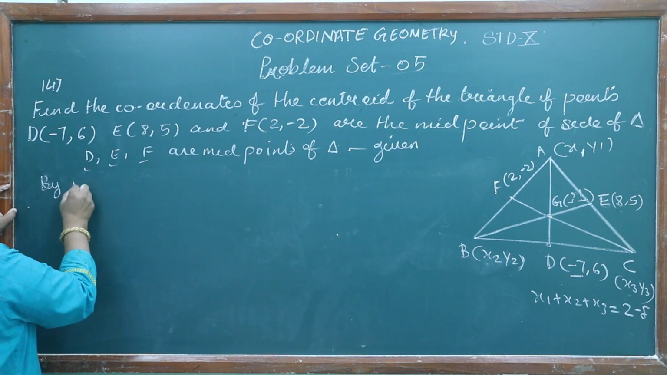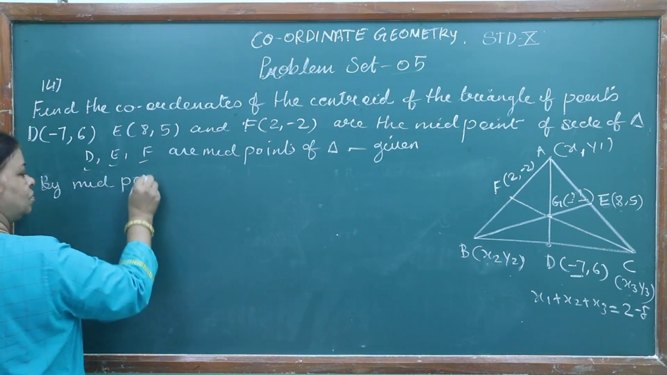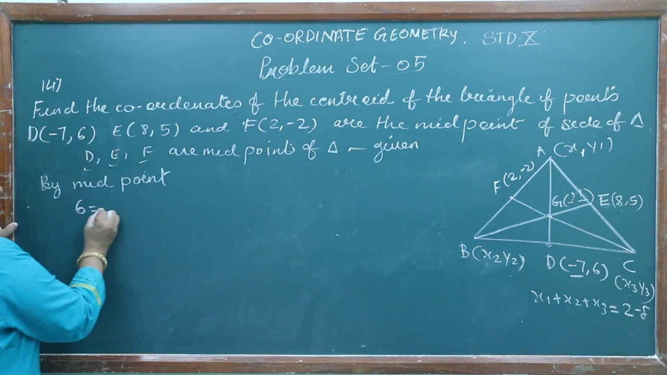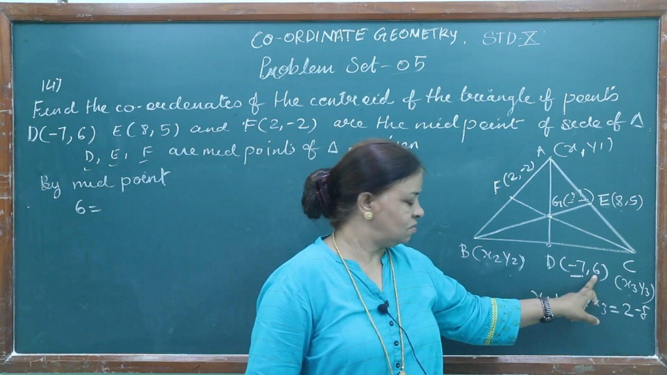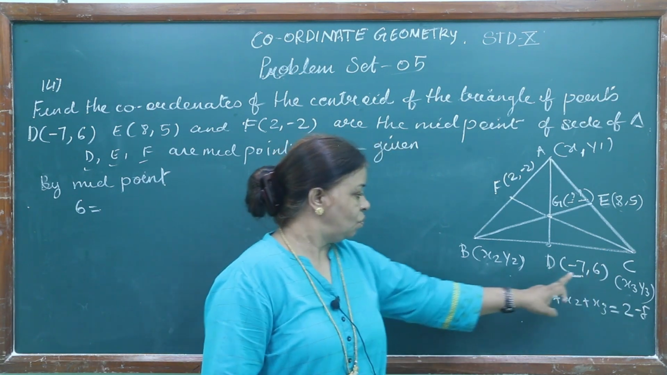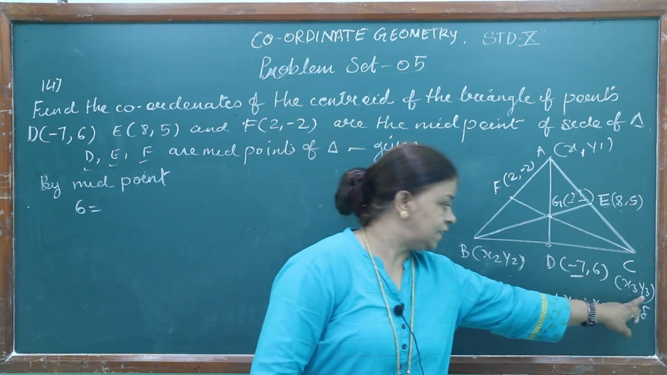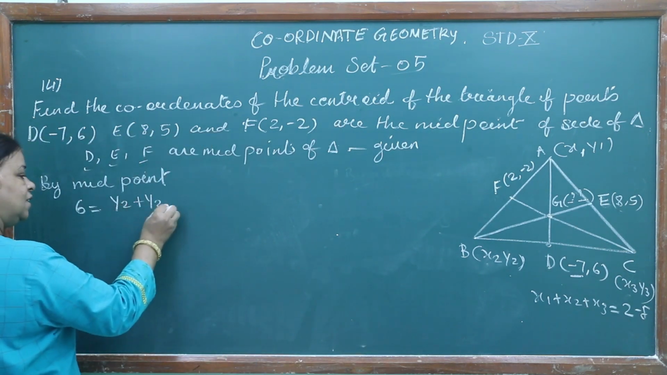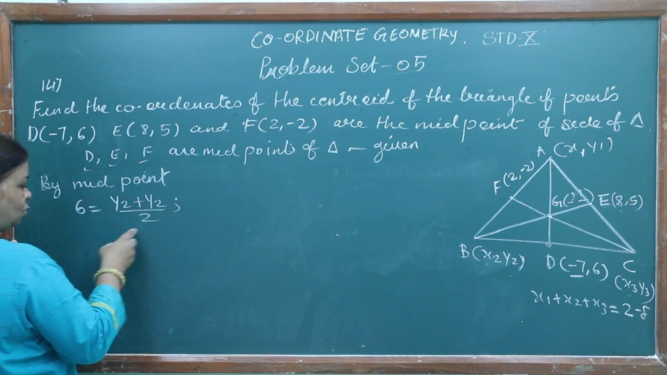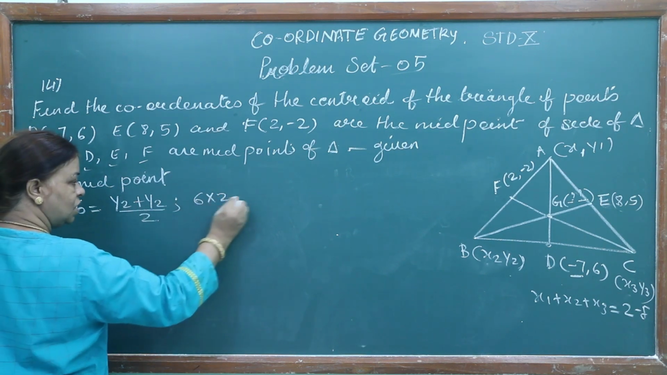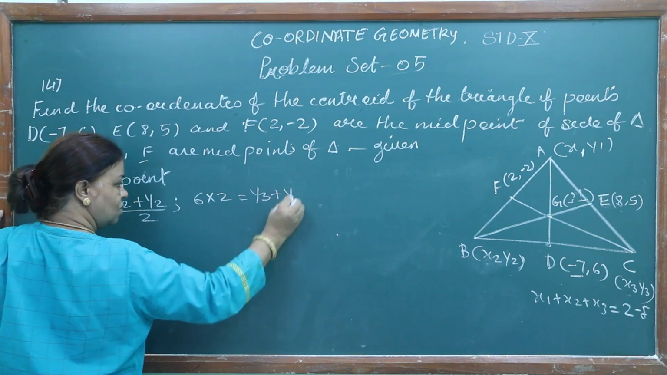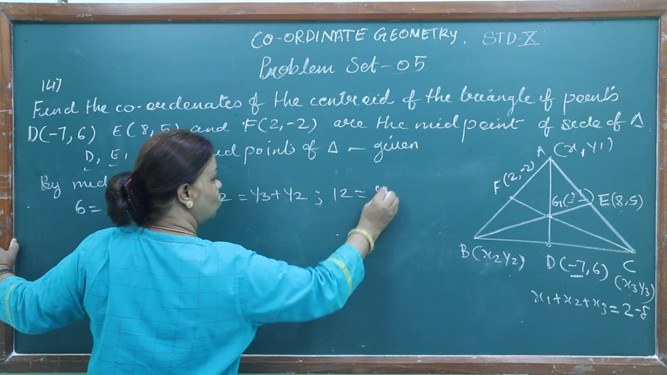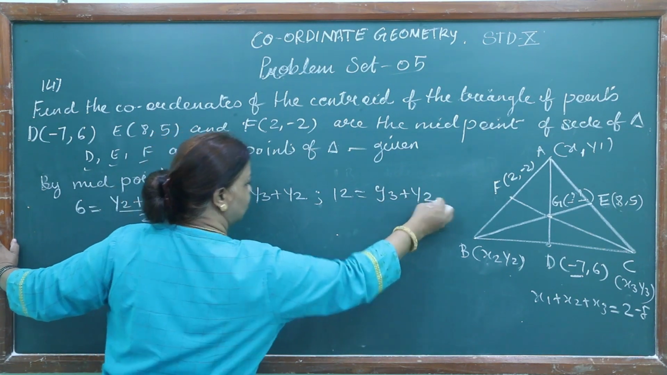Y coordinate of D is 6, children. See, this is 6, y coordinate of D. So this will be what? (y2 plus y3) upon 2. So 6 will be (y2 plus y3) upon 2. This one 2 will go here. 6 into 2 is equal to y3 plus y2. That would be 12 is equal to y3 plus y2.